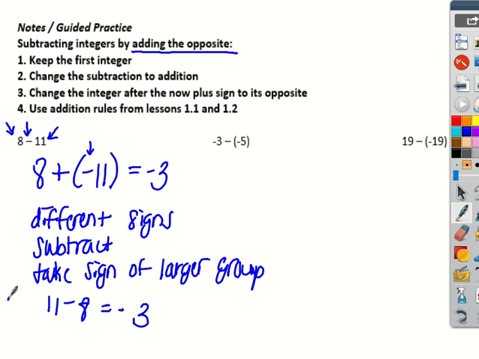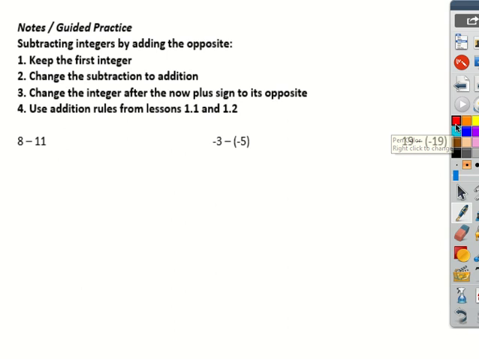Okay, looking at the next one, following the same steps. Just like Ms. Talati pointed out, we did this in class as well. I'm going to erase that because I write big. Okay, so we did this as well. What does this mean? This means 3 reds take away 5 reds.